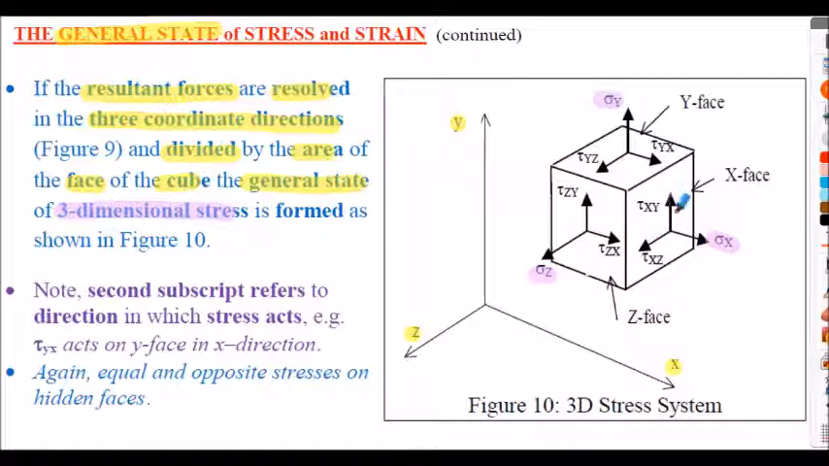Notice on the x, y and z face, we've also added 2 shear stresses. So we have a shear stress on the x face in the y direction, and we have a shear stress on the x face in the z direction. And equally, we have 2 shear stresses labelled on the y face and 2 shear stresses labelled on the z face. Again, we will have equal and opposite stresses on the hidden faces. So in figure 10 it appears we have 3 direct stresses to consider in our general state and 6 shear stresses.